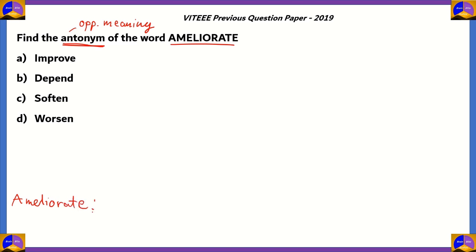So the word ameliorate means make something that is bad or unsatisfactory better. So if you are working on improving your handwriting, then you can say that you're ameliorating it, because you're making something that looks bad or is bad better. So you're working on improving it. So that is the meaning of the word ameliorate. We need to find the antonym of the word ameliorate from the four options here.